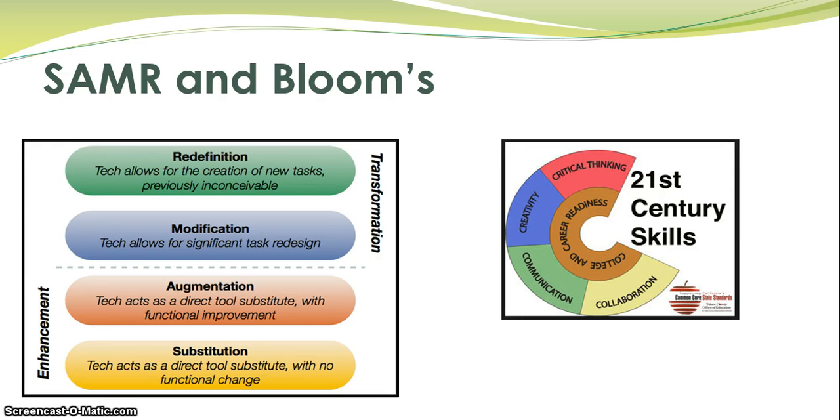They're communicating in ways that they weren't able to before. They're collaborating with not only their peers, but their teacher, their parents, other stakeholders, and other people around the world. They're thinking critically and applying all the skills that they've learned throughout their learning. And finally, they're creating, which is probably the most important.